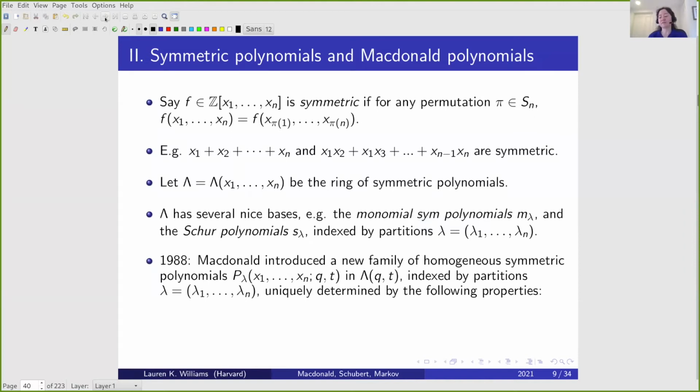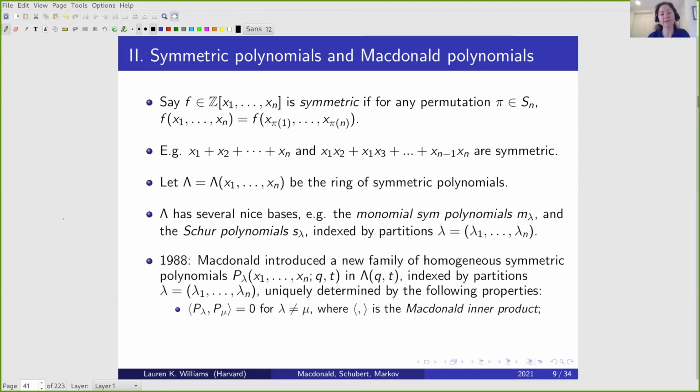So symmetric polynomials and various bases of the ring of symmetric polynomials had been well studied. And then in 1988, Ian Macdonald introduced a new family of homogeneous symmetric polynomials called P sub lambda. These are polynomials in the ring of symmetric polynomials adjoin q and t, and they're indexed by partitions lambda. And these so-called Macdonald polynomials are uniquely determined by the following properties.